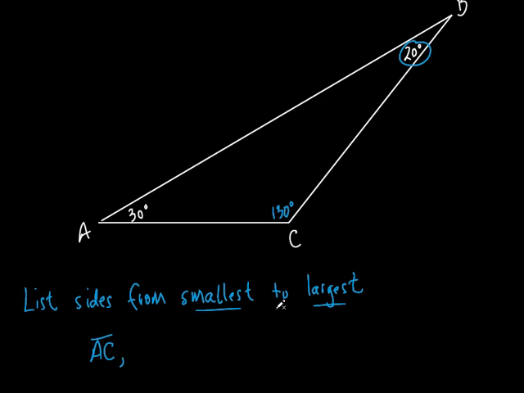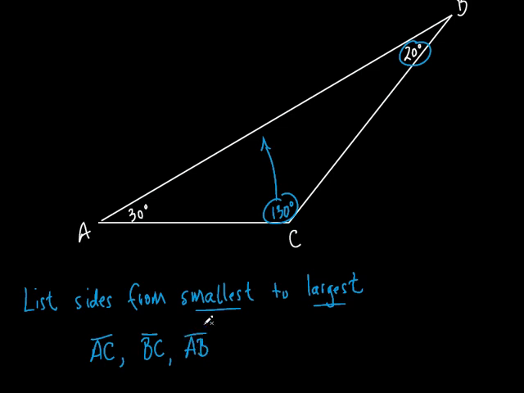What's the medium one? Well, you look for the medium angle, right? Which is 30. What's opposite 30 degrees? This one right here, which is BC. So that would go next. And now we look for the largest one. Which is the largest angle here? It's this one right here, isn't it? So what side is opposite the largest angle? It's AB. And then I'm done.